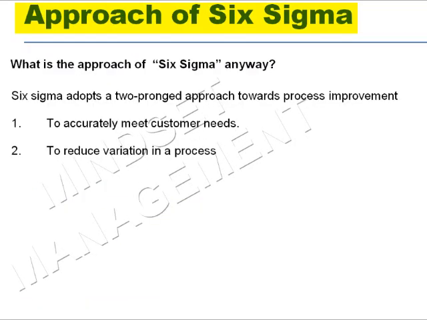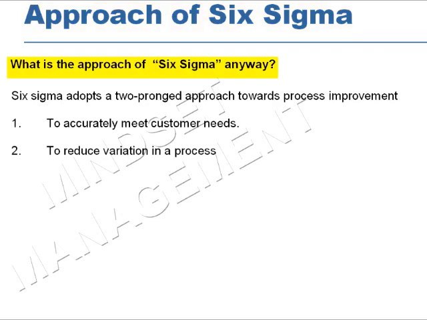Approach of Six Sigma. What is the approach of Six Sigma anyway? Six Sigma adopts a two-pronged approach towards process improvement. 1. To accurately meet customer needs. 2. To reduce variation in a process.